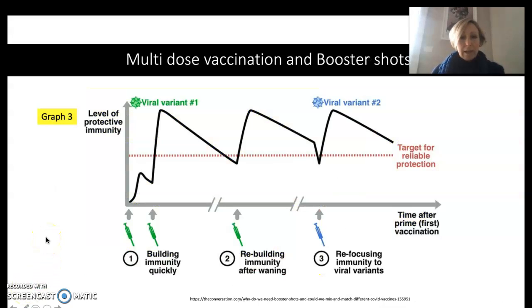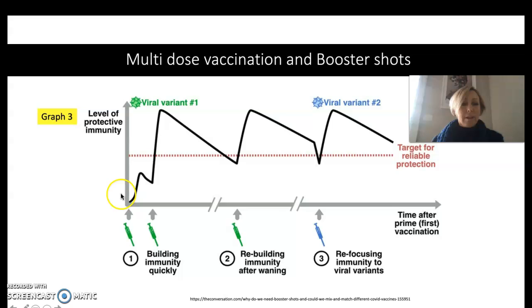The last thing I will get you to do is describe this multi-dose vaccination graph. Here you can see a replication of the graph that we've just drawn. So we've got administration of, it looks like a vaccine here, first dose and second dose. So sketch this much more complicated graph in your notebooks and show this target for reliable protection.